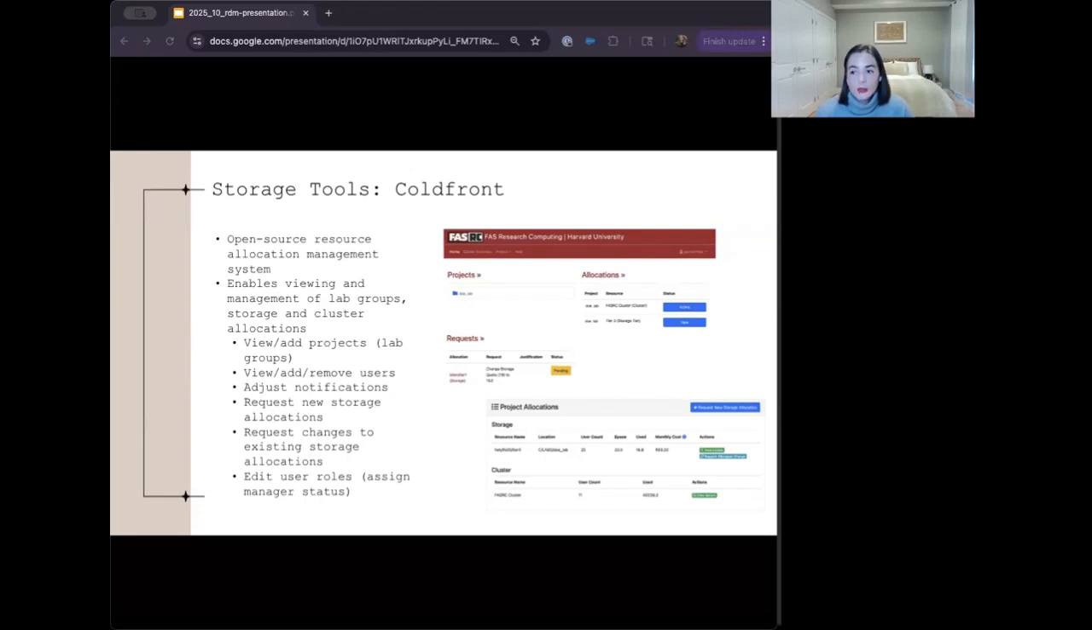You can view and add projects. If you have a new project or you'd like another storage folder, you can request that through this tool. You can add and remove lab members. If someone's left your lab, you can take them off your lab group through this tool. You can make changes to your storage allocation amount. So if you have a 20 terabyte folder and you want to request 10 more terabytes, you can do that through this tool. So it's really useful. I do recommend taking a look as it can give you an overview of your storage usage and who's listed on the lab group account.